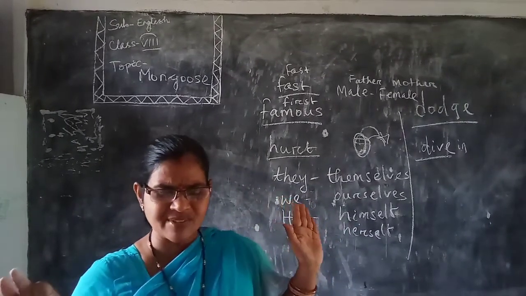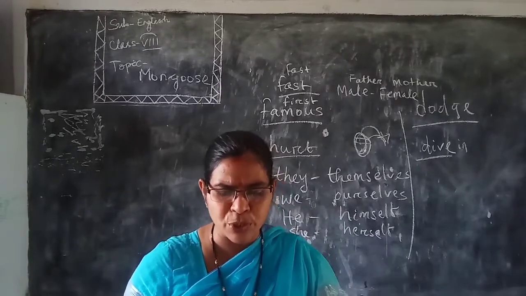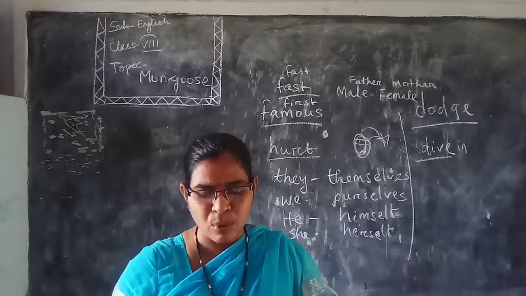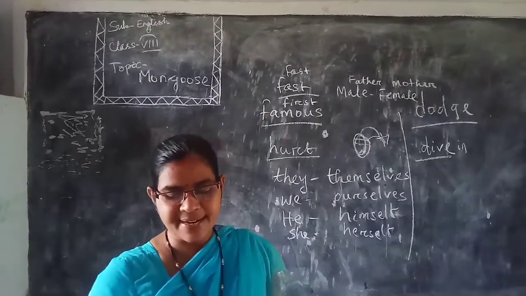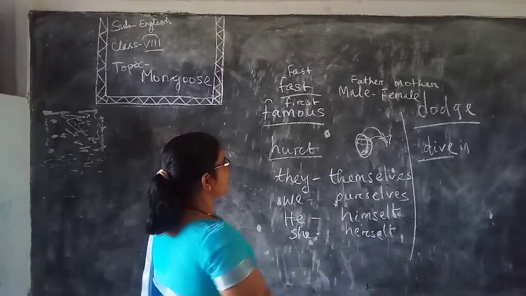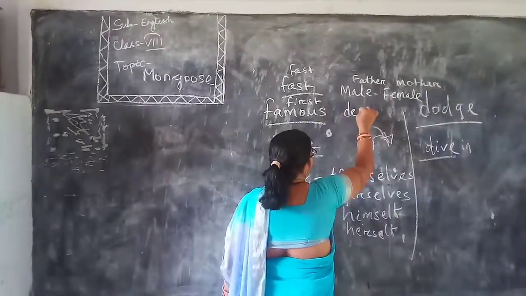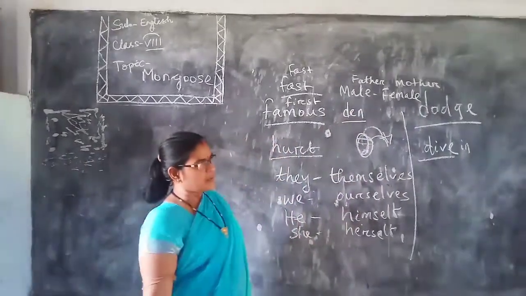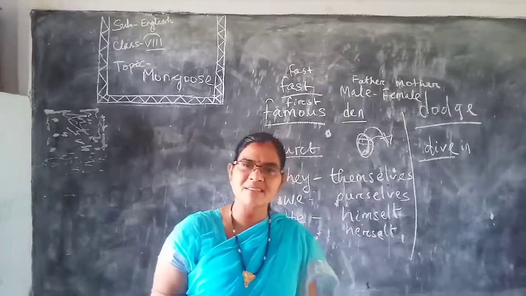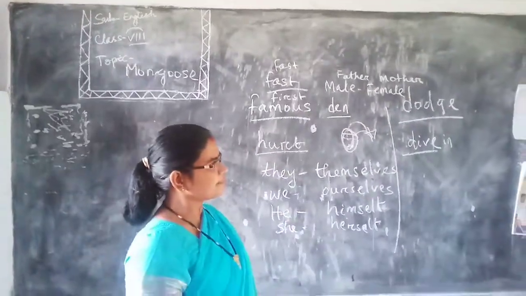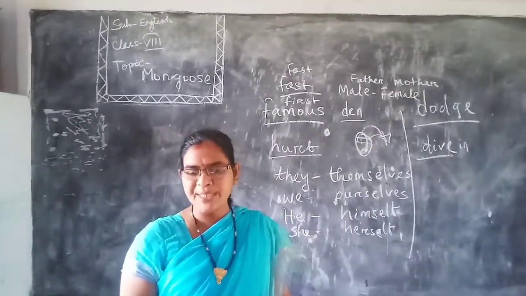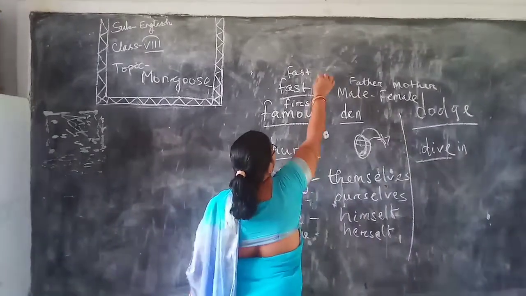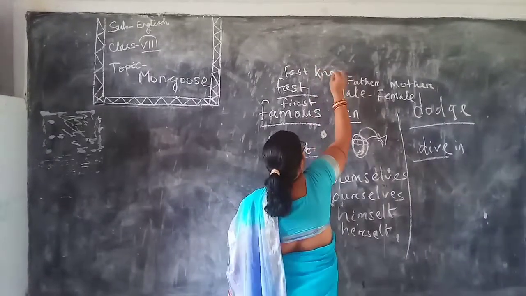Okay, how are they raised? They are raised by the whole group. How are the babies raised? The babies are raised by the whole group in a den. Den is a what? Den. Lion lives in a den. Tiger, lion lives in a den. You know, the houses of different animals. Dog lives in a kennel. You have known it, kennel. Houses of different animals, kennel.